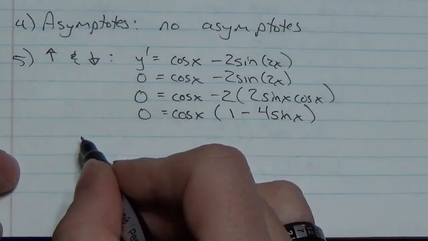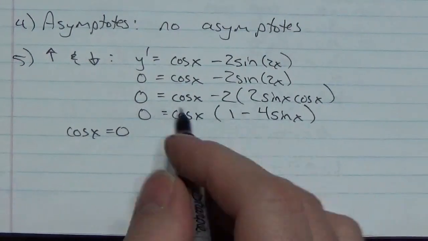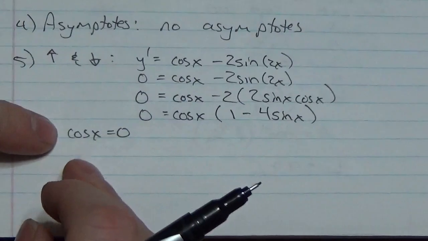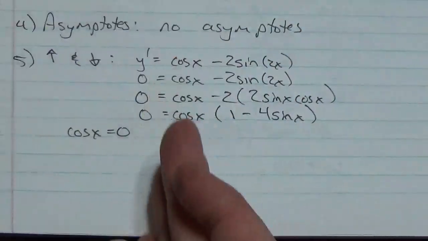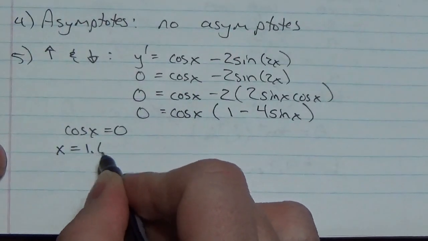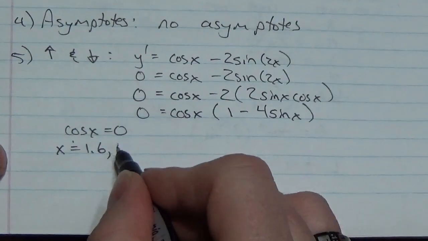I've got the cosine of x. If the product here is equal to 0, well, it might be the cosine that's equal to 0. Now, between 0 and 2 pi, cosine will go to 0 at two different angles, at pi over 2 and then at 3 pi over 2. So that's going to correspond to approximately 1.6, and I should be putting approximately here because I am rounding, and 4.7.